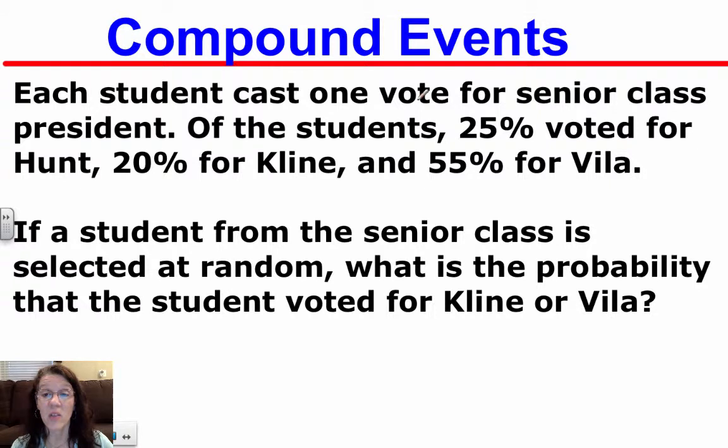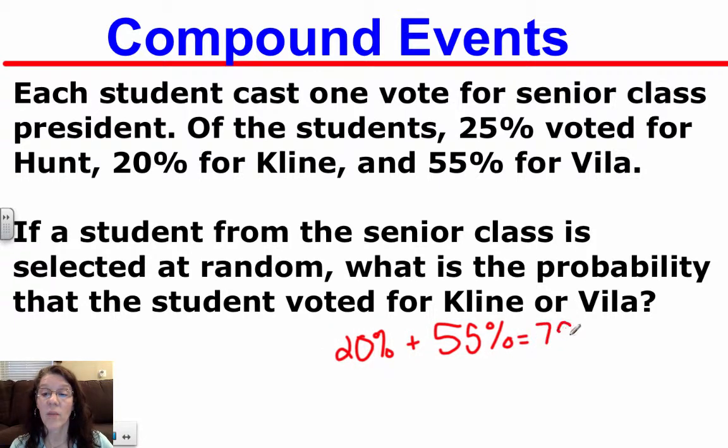Got it correct? All right, so let's think about that. When you vote, can you typically vote for more than one person? No, you can't. So if you vote for Klein or you vote for Villa, you cannot vote for both of them. So what's the probability that they voted for Klein? It's 20%. What's the probability that they voted for Villa? 55%. So what's the probability that they voted for one of those?